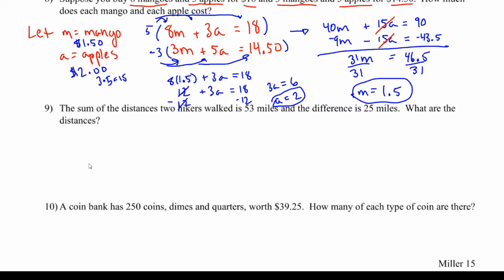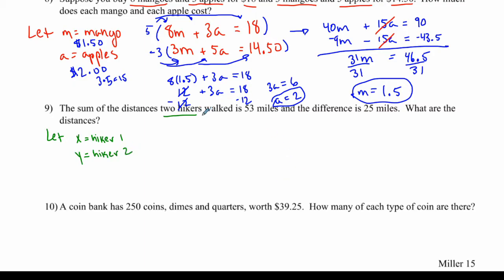All right, number 9, the sum of the distances 2 hikers walked is 53 miles, and the difference is 25 miles. What are the two distances? So this one might be kind of tricky because it feels like you're not given enough information. We know there's 2 hikers. We want to know the distances that they walked. So let's let one variable, we'll use x for the first hiker, hiker 1. We'll use y for the second hiker. Hiker 2.